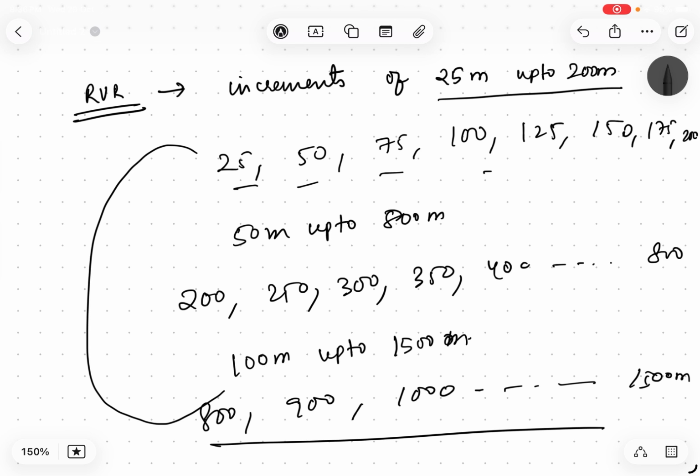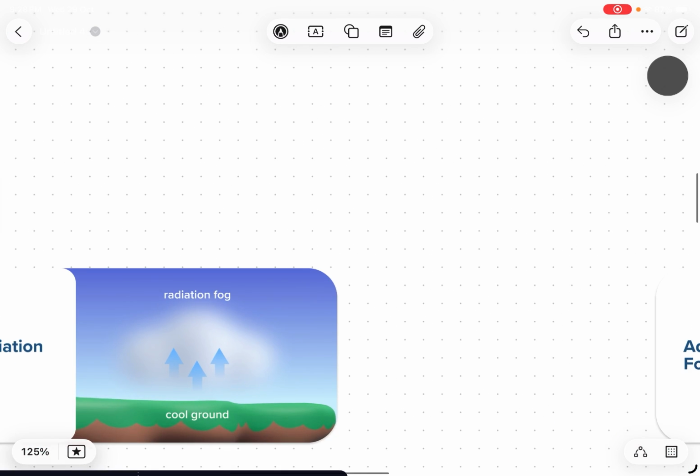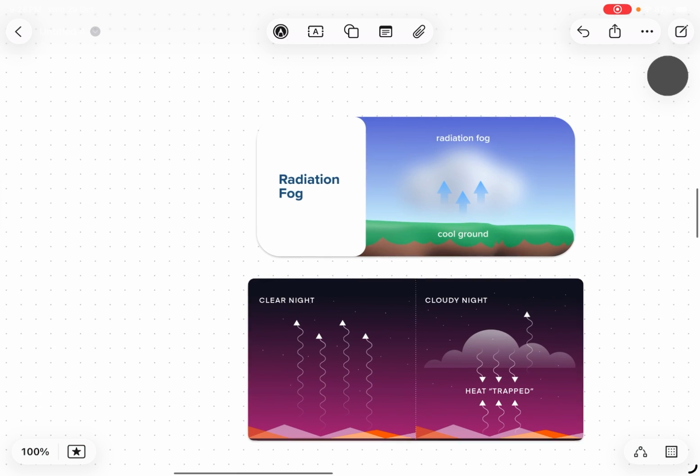Now let's talk about fog, right, near the land. So this is basically formed from water droplets near the land, which reduces visibility, right, we just studied. Okay, now there are different types of fog, that is what we're going to talk about. So first we'll talk about radiation fog, which we've already discussed in the climatology chapter. So radiation fog happens during the winter seasons.